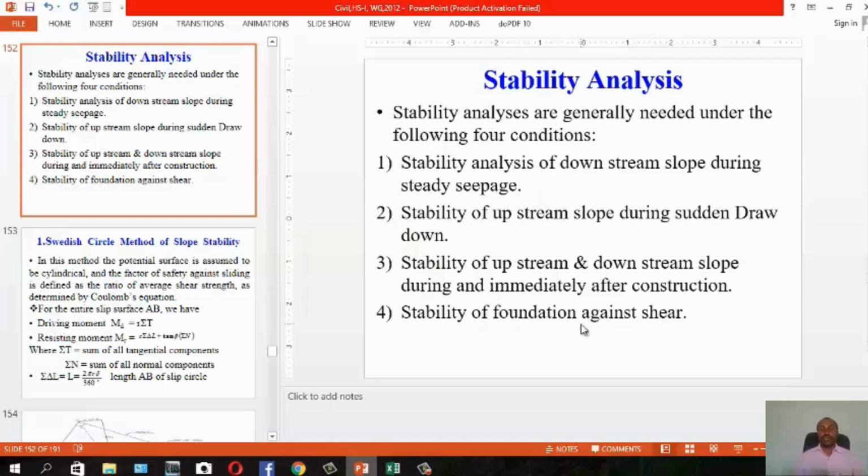So the stability of an embankment dam may be governed by shear. At the base contact, it may fail by shear. But an embankment dam may not fail by overturning or sliding like a gravity dam. You may have shear, just foundation shear only.